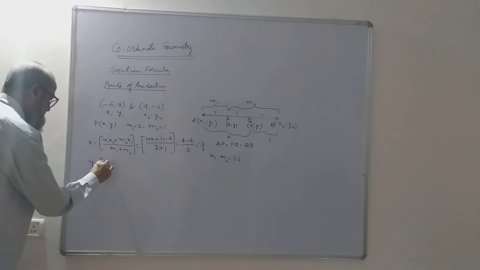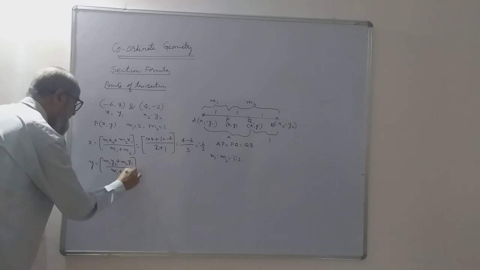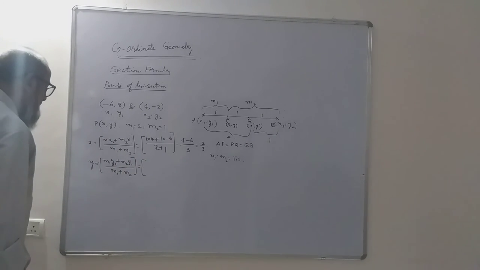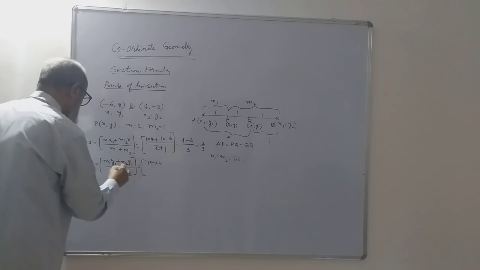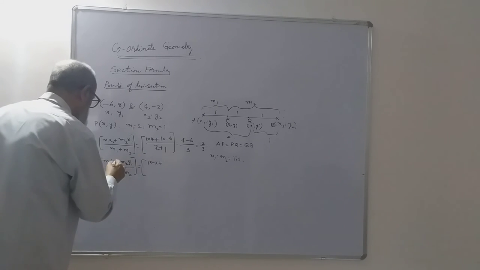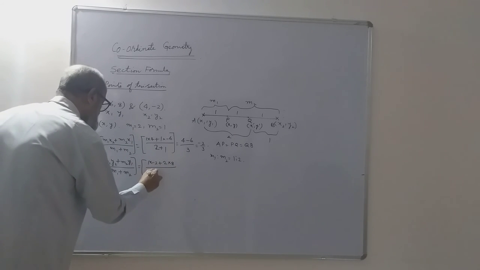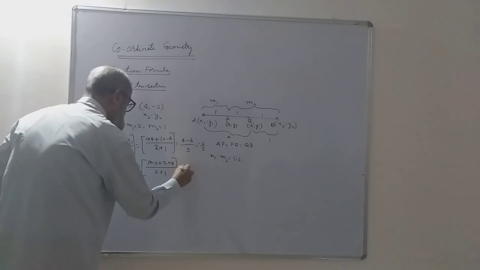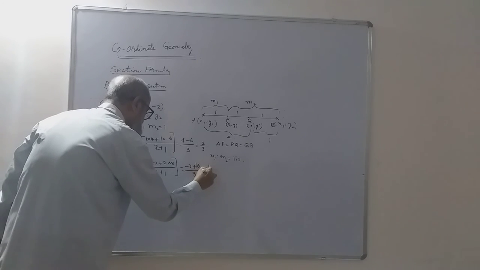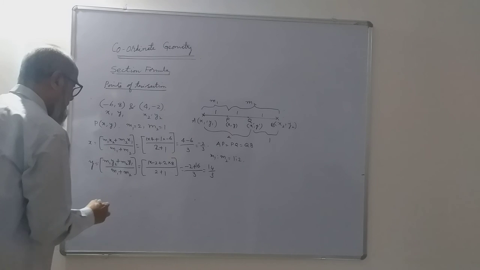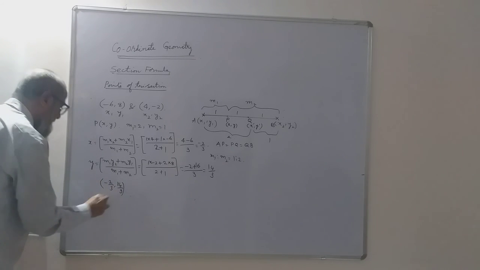Let us see what is the y coordinate. Y coordinate will be (M1 Y2 plus M2 Y1) divided by (M1 plus M2). That will be 1 into y2, which is minus 2, plus M2, which is 2, into y1, that is 8, divided by 2 plus 1. That is minus 2 plus 16 divided by 3. That is 14 by 3. So one point I got. One point is (minus 2 by 3, 14 by 3). Now similarly, I have to get the other point.